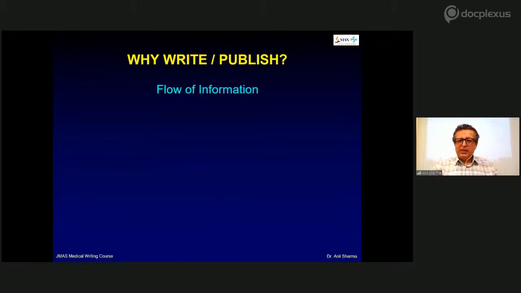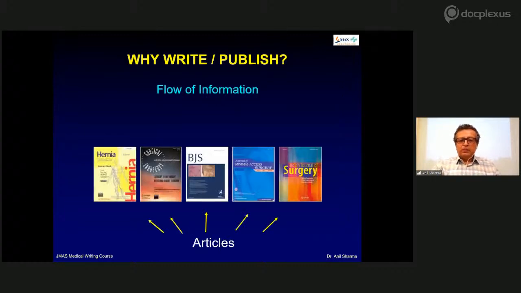Now, there has been a subtle but a definite shift in the way that we write, in the way that we publish, and finally in the way that we are read. So about 25 years ago, surgeons used to write articles which used to get published in these paper journals. And these paper journals constituted the prime source of surgical information.